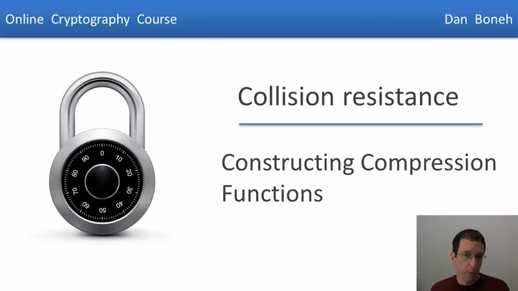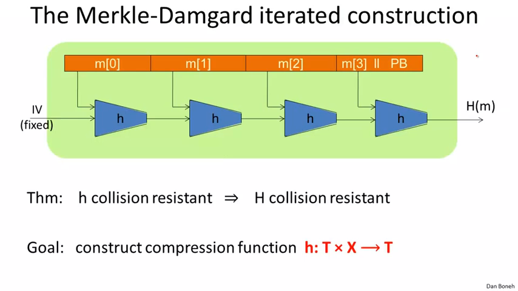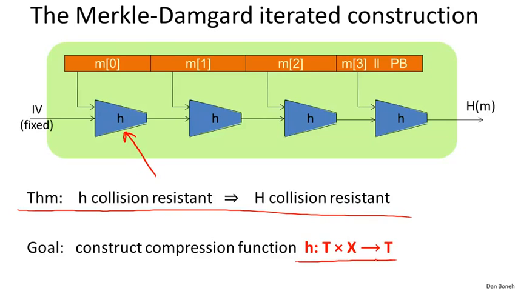So our goal for this segment is to build secure compression functions, so compression functions that are collision resistant. Just to remind you where we are, we looked at this Merkle-Damgard construction, which takes a little compression function and builds from it a hash function for much, much larger inputs. And we proved this theorem that says that if the little compression function h is collision resistant, then plugging it into the Merkle-Damgard construction gives us a collision resistant hash function for larger inputs. So now in this segment, our goal is to build a compression function that is collision resistant.